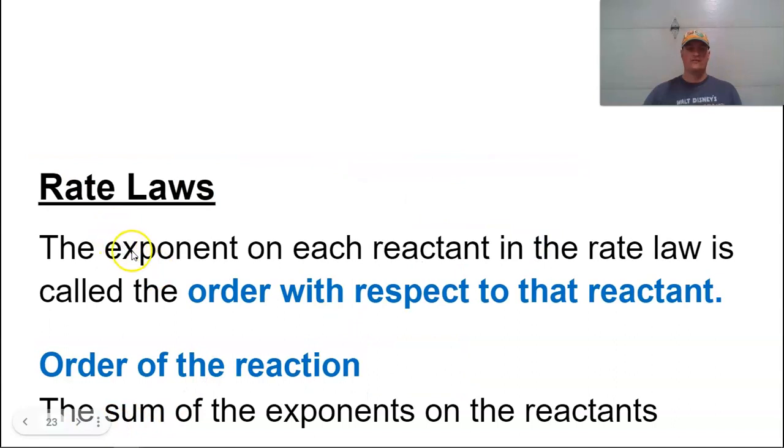So for rate laws, the exponent on each reactant in the rate law is the order with respect to that reactant. Sometimes you might be asked, what's the order of hydrogen in the next example? That would be what the exponent is of that. The order of the whole reaction is the sum of the exponents. So there's the order with respect to the reactant. The order of the reaction is all of them added up.